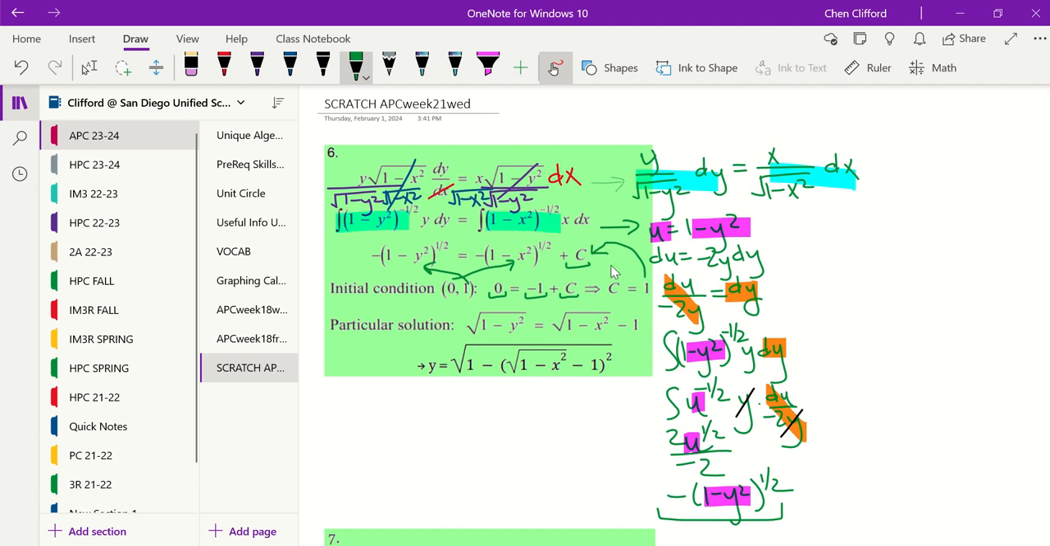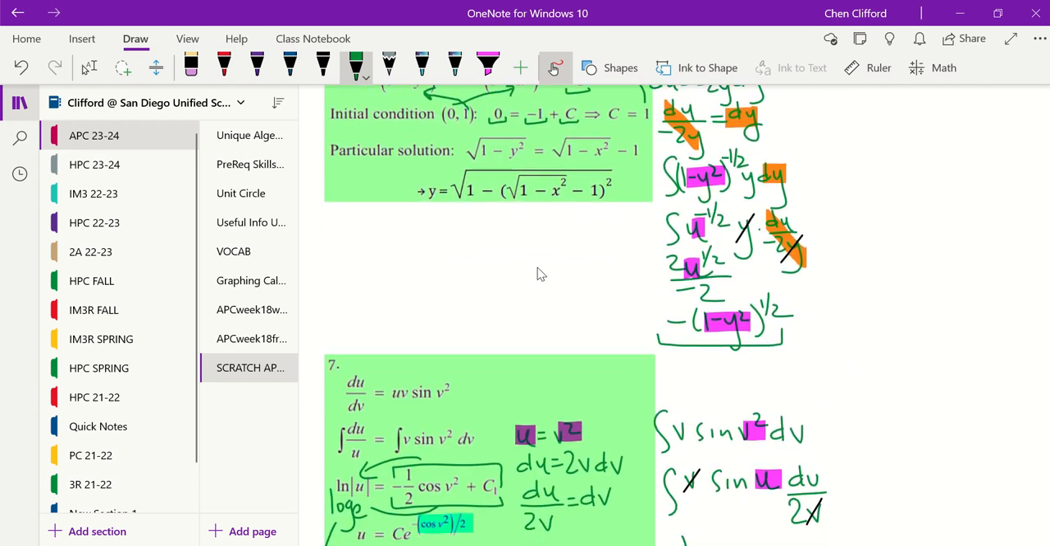Let's see how they... Oh, I see. Yeah, so they plugged that in over here and just multiplied everything by negative 1, which makes this turn positive, this turn positive, and this turn into negative 1. That's number 6, folks. If you need to slow down or rewind, go ahead and do so.